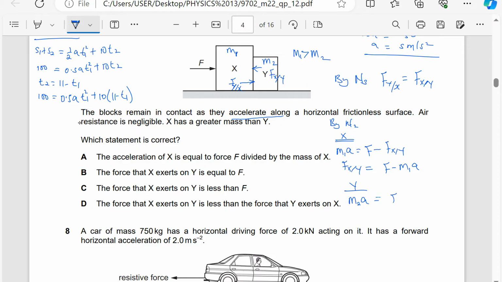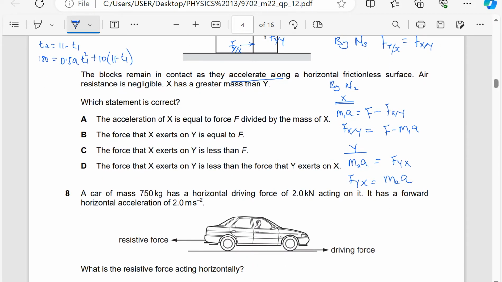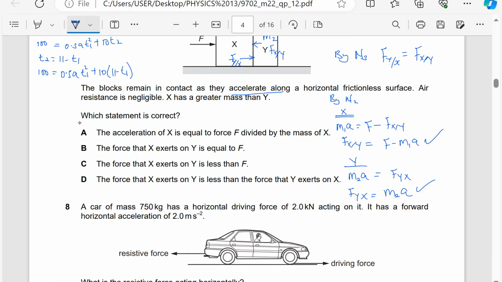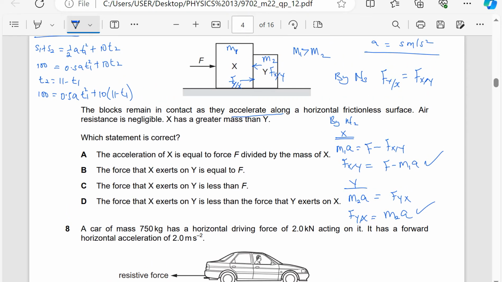So this is going to be equal to Fyx. Fyx is equal to m2 times a. Okay, so we have this equation here and this one here. Remember, by Newton's third law, the two forces are equal but opposite. Fyx is the same as Fxy by Newton's third law.